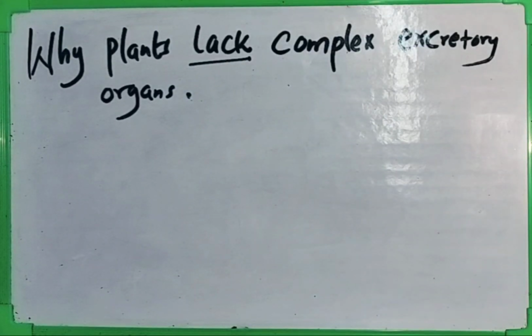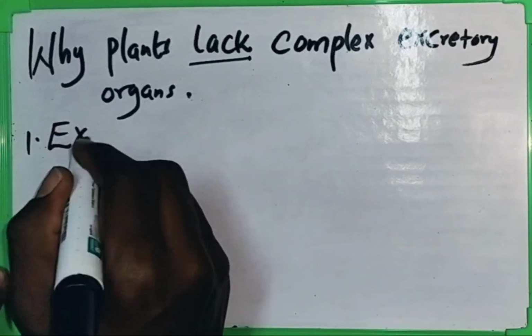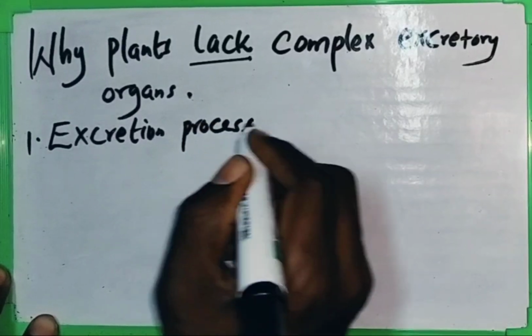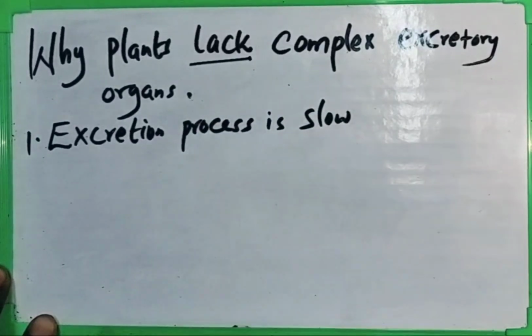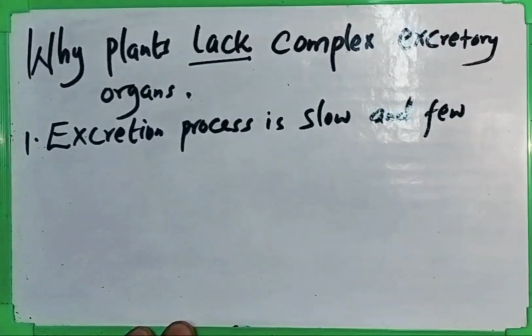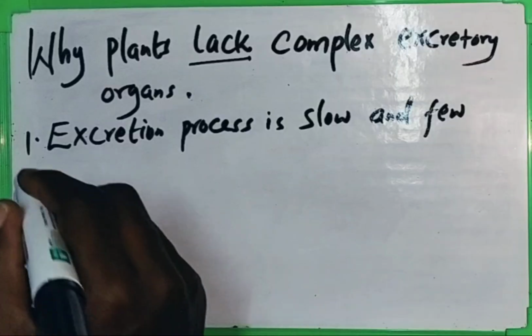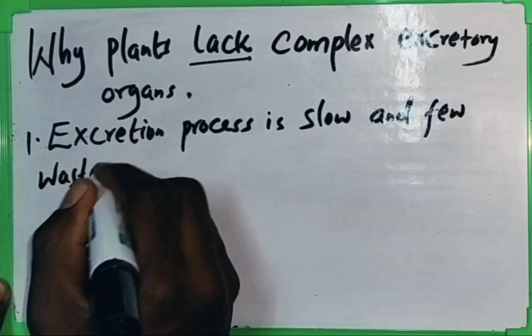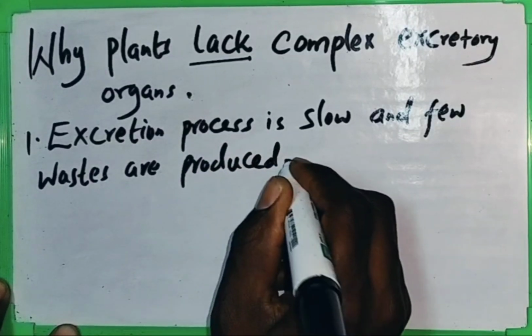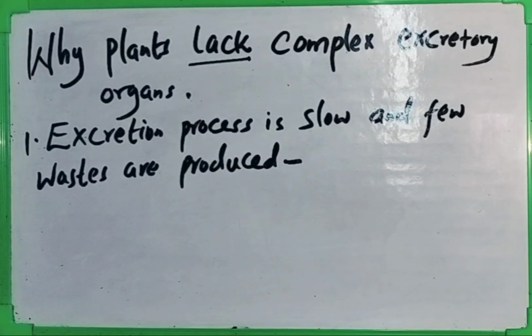We give reasons and number them. Number one, the excretion process is slow in plants, and thus few metabolic wastes are produced. You know why? This is because plants are less active when you compare them to animals.